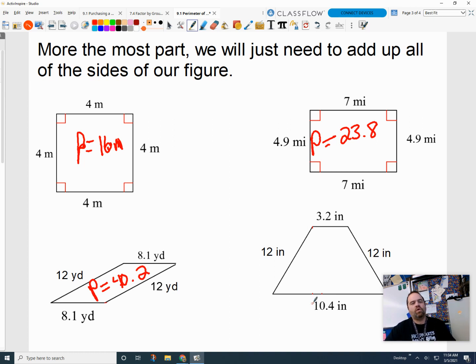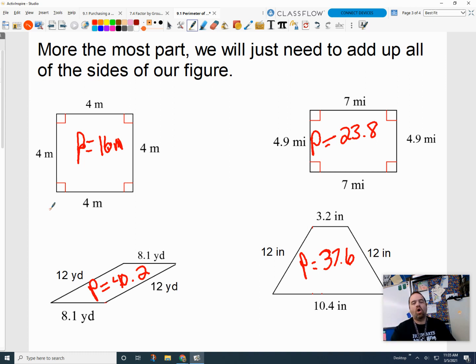My trapezoid, if you don't know what that shape is called, it's called a trapezoid. I'm going to add up the sides on that guy, and this has a perimeter of 37.6.